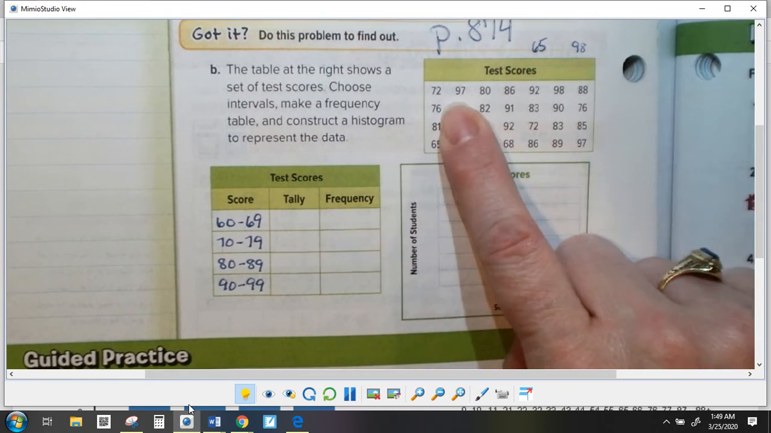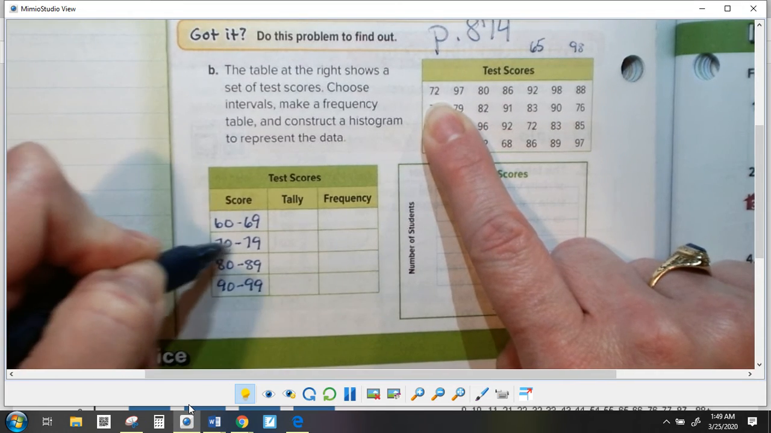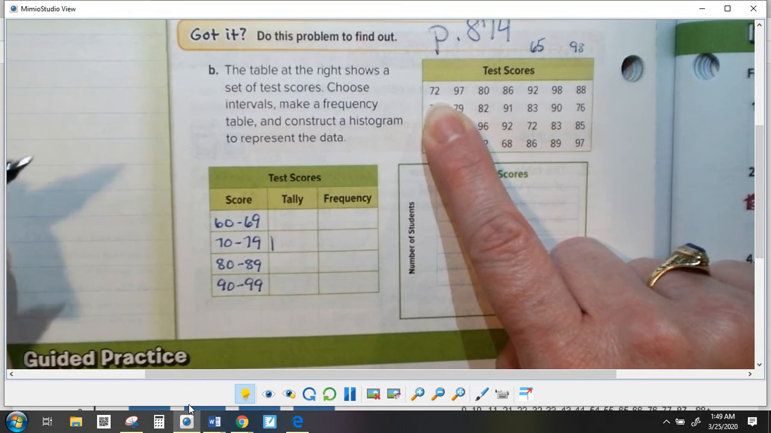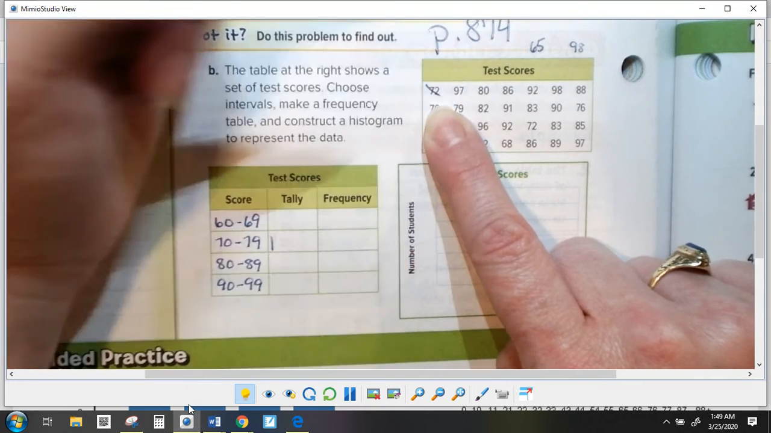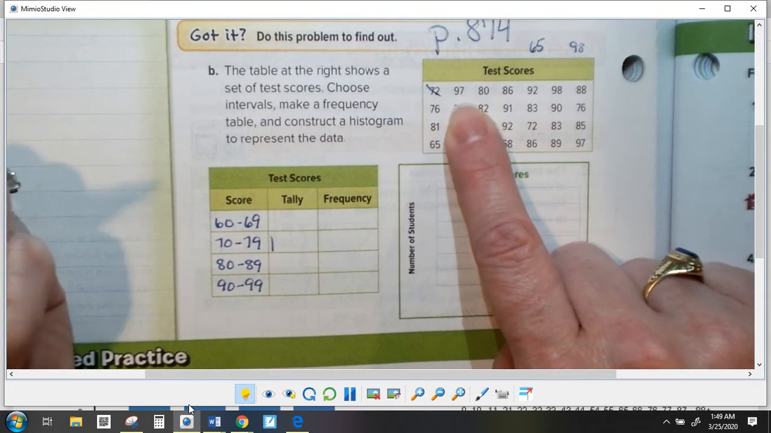So now we're going to go through and make tally marks for each one of the numbers. So 72 goes between 70 and 79. I'll put a tally mark there. I usually like to lightly cross them off so that I know where I'm at if I get distracted or I have to stop for a moment.